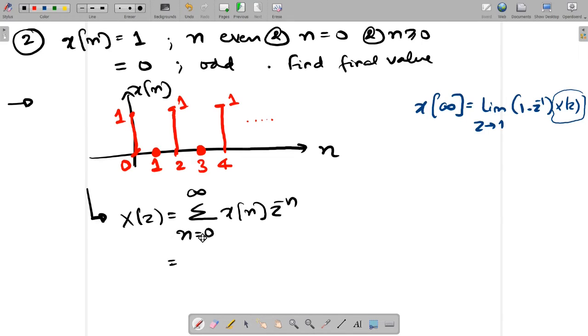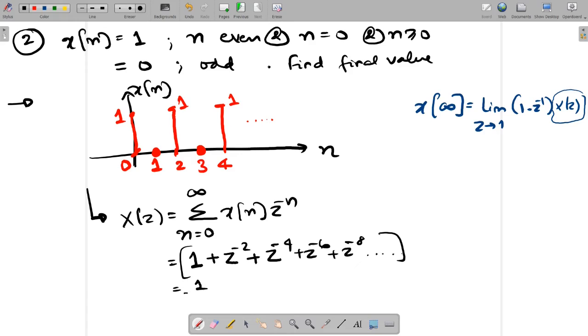So it is going to be, what is x of 0? x of 0 is 1, plus what is x of 1? 0. x of 2 is 1, 1 into z raised to minus 2, plus x of 3 is 0. x of 4 is 1, 1 into z raised to minus 4, plus z raised to minus 6, plus z raised to minus 8 and so on. So if you see the geometric progression over here, this will be of the form 1 upon 1 minus a, that is z inverse. Therefore, you can say x of z is equal to this.